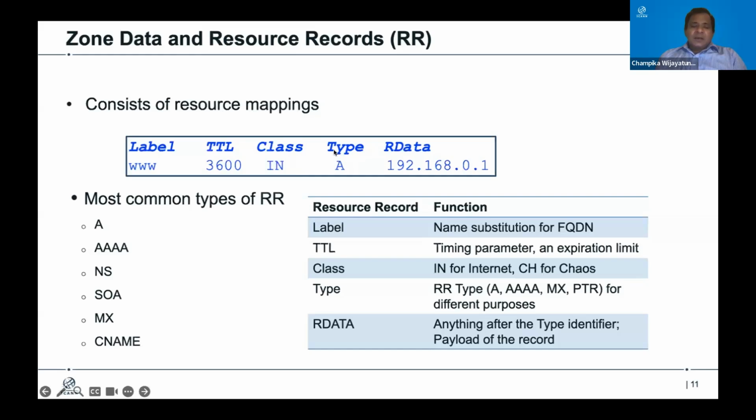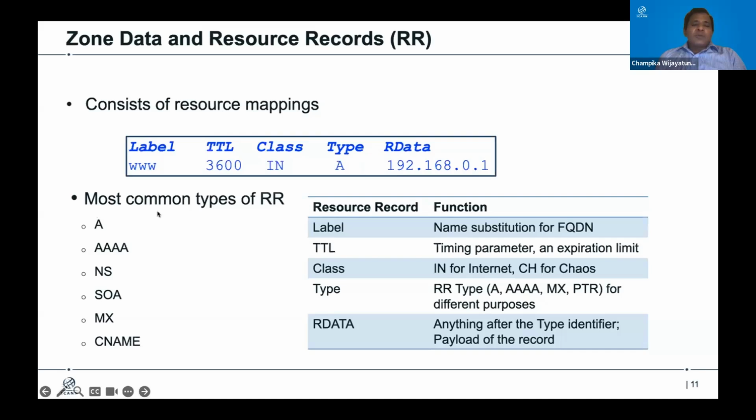Then we have a field called type. Here the type is A, because A stands for address record. You are specifying an IPv4 address, because 192.168.0.1 is an IPv4 address. So if you want to specify an IPv4 address, you use the type A. But if you want to specify an IPv6 address, then the resource record type would be AAAA, what we call quad A, like you can see here.